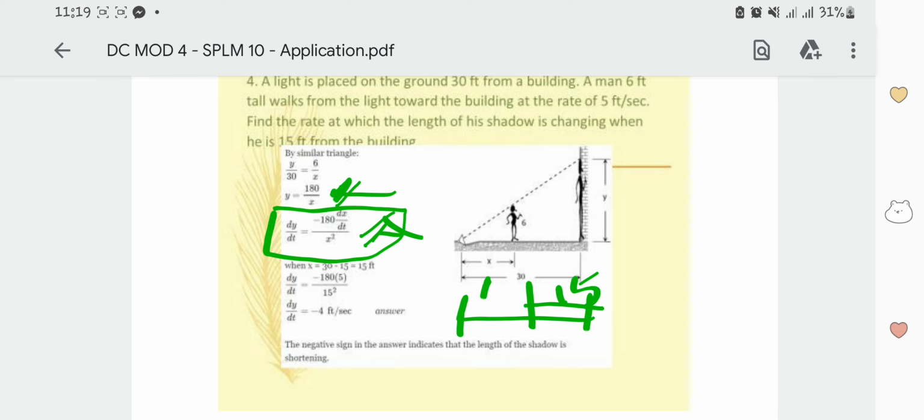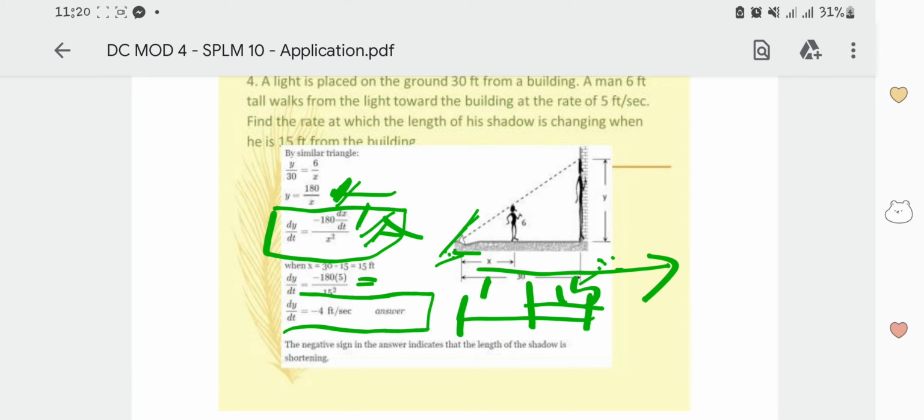So, why that side? Because that is the corner of the triangle, where our lamp is. So x is 15. And remember, he's walking toward the building at the rate of 5 feet per second. So, we substitute dx over dt by 5. Calculating that would give you this answer.